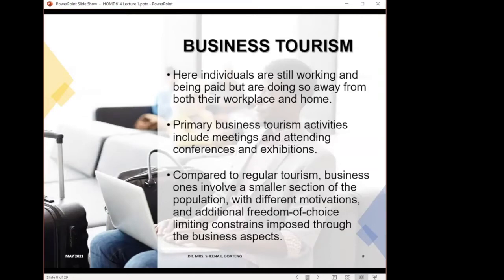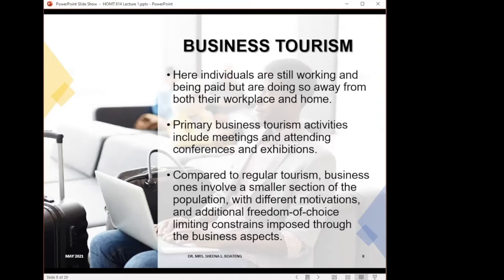Now, when we talk about business tourism, it's where individuals are still working, right, and are being paid, but they are doing the work that they are being paid to do away from their workplace and their usual home environment. So even though the person is traveling out, say domestically to another region or internationally to another country, they are doing so for the purposes of business or work, right? Primary business tourism activities may include meetings, attending conferences, or attending exhibitions, right?